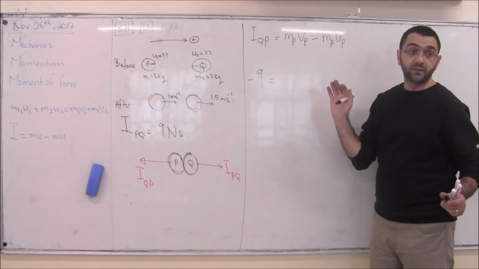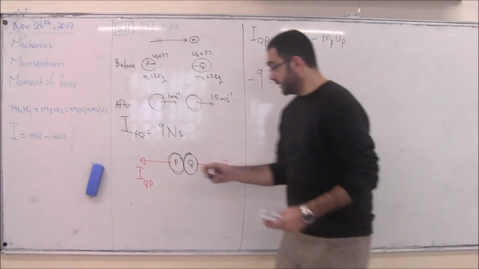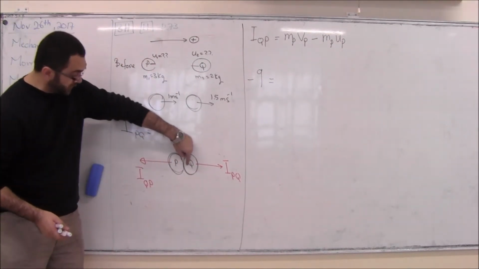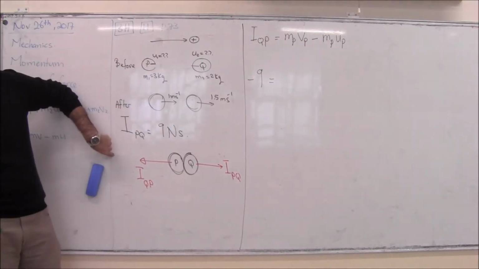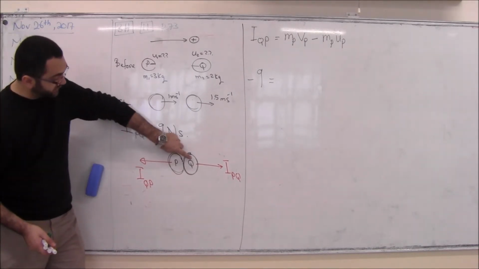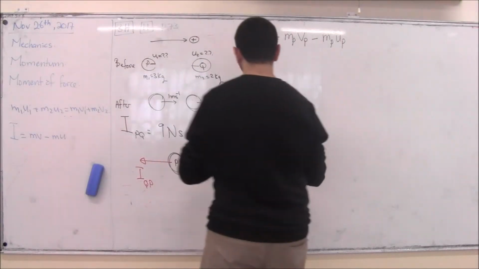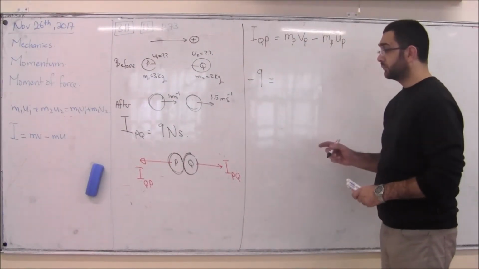They will collide, P with Q. Q will exert impulse on P in this way, and P will exert impulse on Q this way. Clear? Sir, I used 9, not negative 9, and got the right answer, but I used I_PQ, not I_QP.